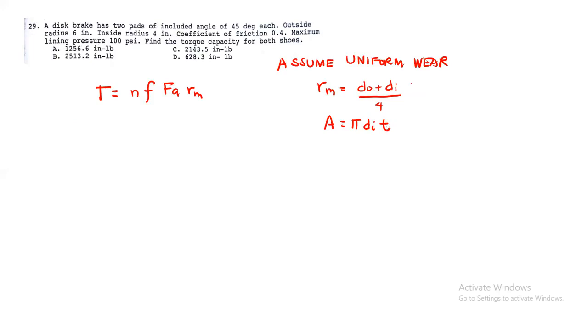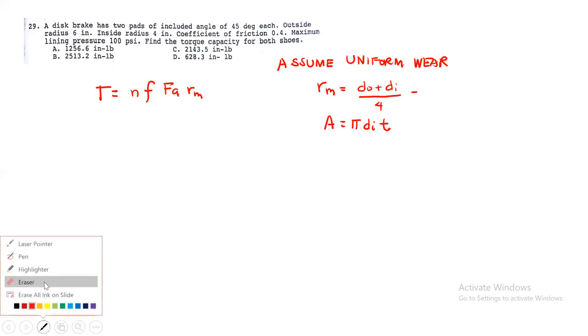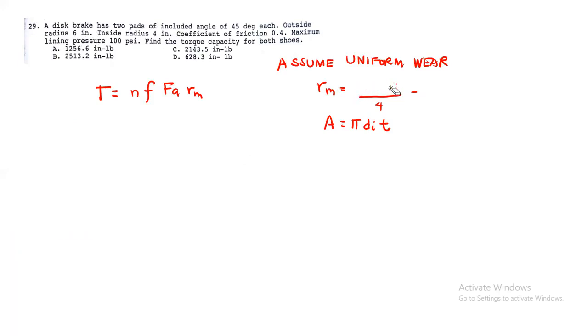So, let's get the mean radius first. The given here are the outside and inside radius, so we use RO plus RI over 2. RO plus RI divided by 2 equals 6 plus 4 divided by 2. 10 divided by 2 is 5 inches.